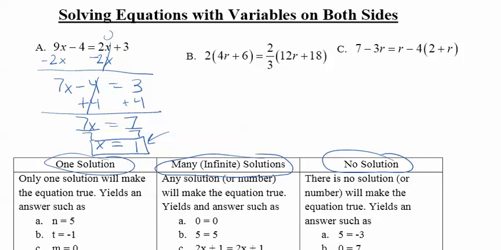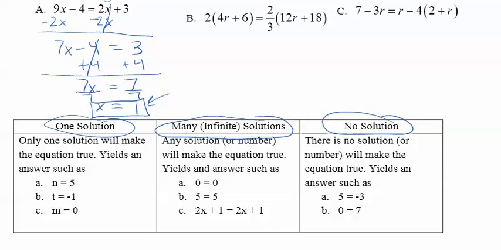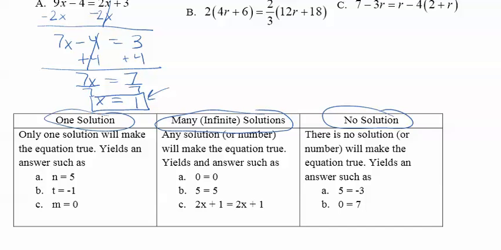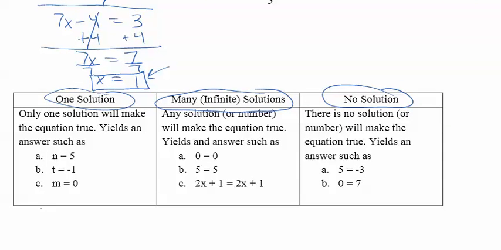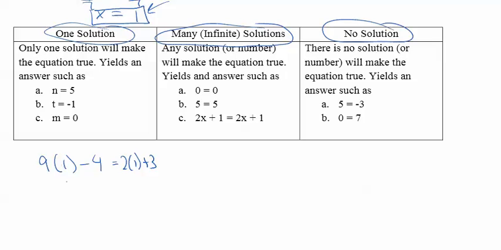So let's make sure that it will satisfy the equation. I'm going to come down here and check. So I'm going to use x equals 1 and plug it into my original equation. So 9 times 1 minus 4 is equal to 2 times 1 plus 3. If 1 satisfies the equation, I should get the same thing on both sides. So let's go ahead and simplify this. 9 minus 4 is 5, and 2 plus 3 is 5. And so yes, it satisfies the equation.